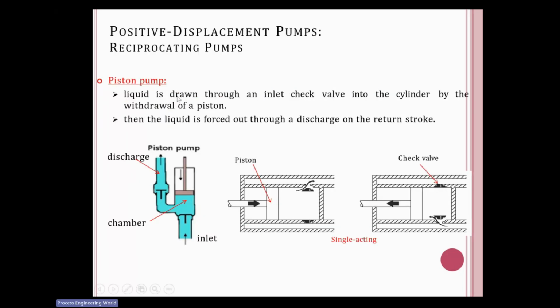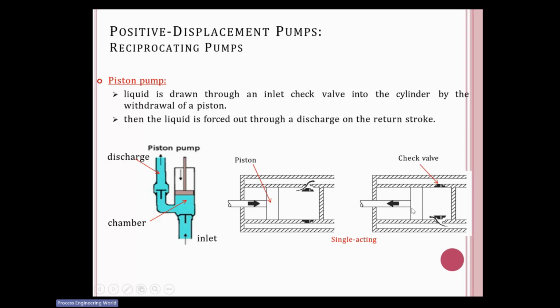If we talk about the piston pump we discussed, liquid is drawn through an inlet check valve into the cylinder by the withdrawal of a piston. Then the liquid is forced out through a discharge on the return stroke. This is a single acting piston pump, which you are seeing here. See the arrow. When the piston moves to the right side, this valve opens and you will see a discharge. This is a check valve which is open and you will see a discharge.